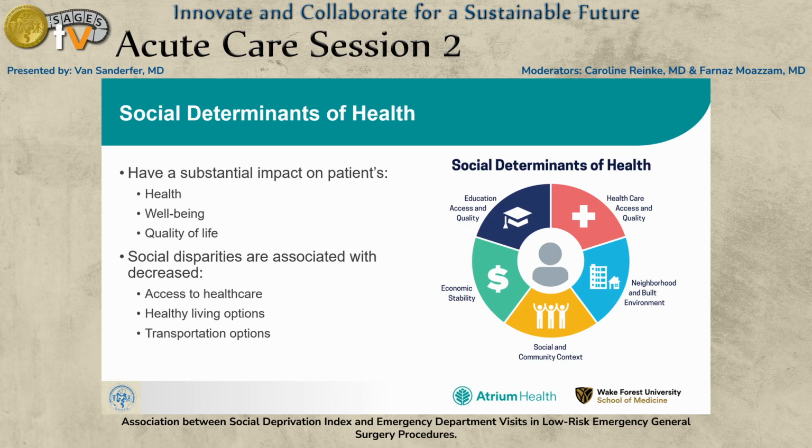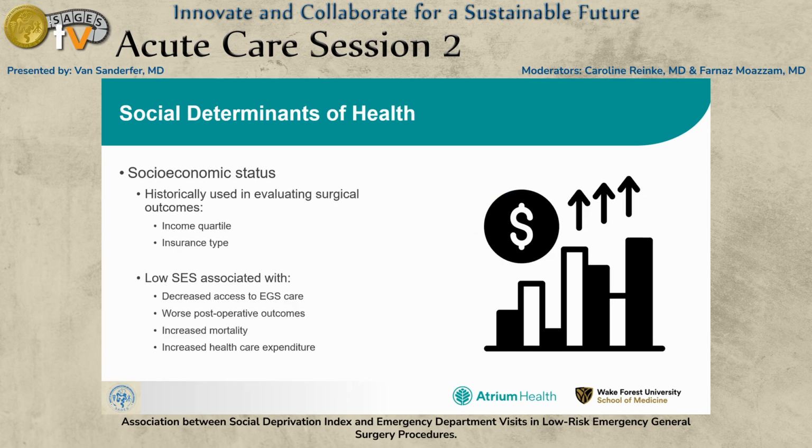Social determinants of health have a substantial impact on a patient's health, well-being, and especially their quality of life. They include where a patient lives, their social community, economic stability, education access and quality, as well as their access to healthcare and having high-quality healthcare. Social disparities have been associated with decreased access to healthcare, healthy living options, as well as transportation options.